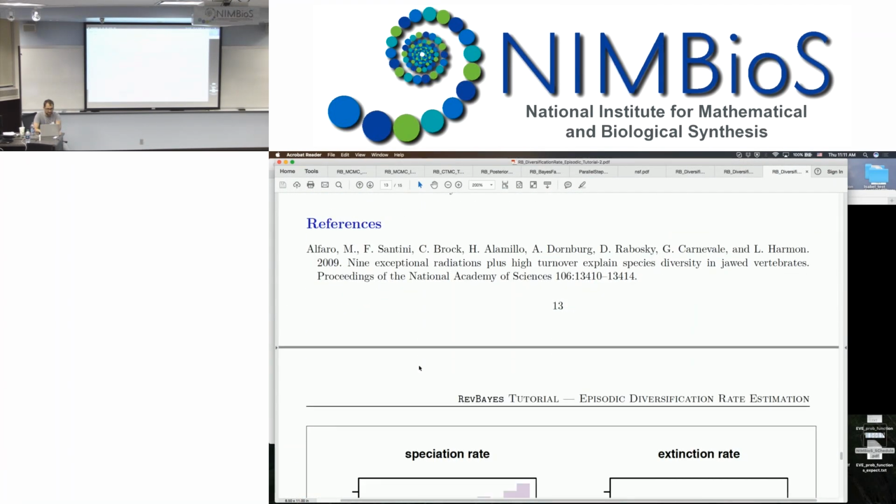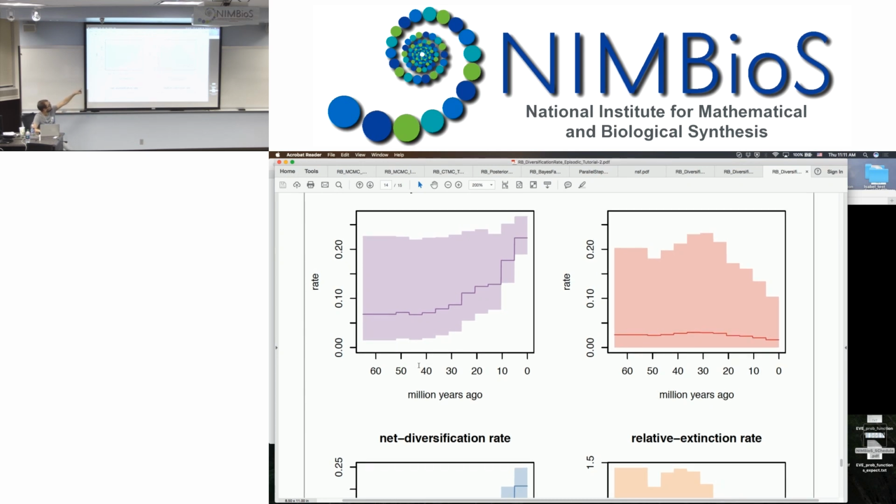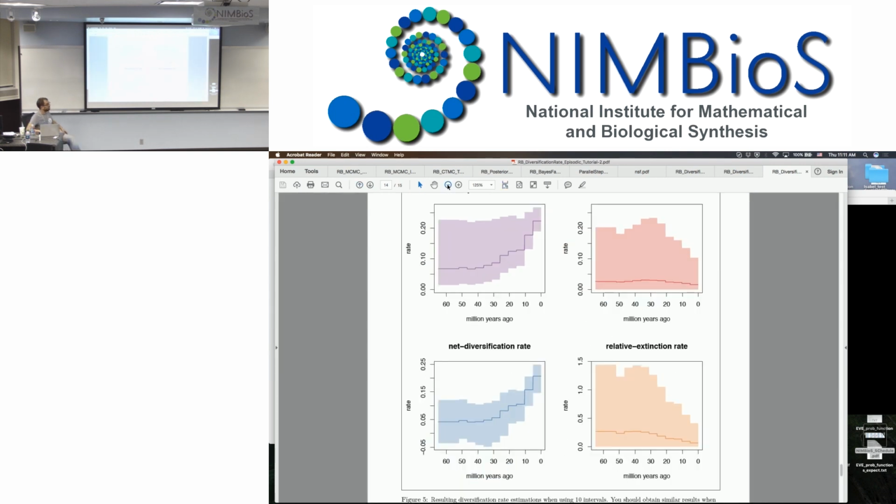And what you can do with that is you can produce nice-ish, maybe not so nice-ish yet, outputs and visualization of diversification rates through time. But here you see that I took a very large time interval. The smaller you make the time interval, the nicer and more continuous you get the estimates.